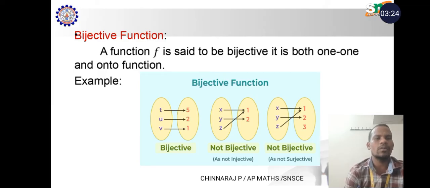So next one is the same, but it is not one-one and not onto. We can add one extra element, 3, in the codomain. The element 3 has no pre-image in the domain. Therefore, it is not onto. It is not one-one and it is not onto. Also, it is not a bijective function.